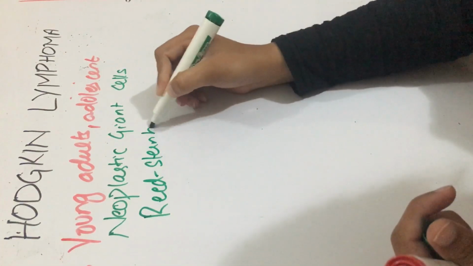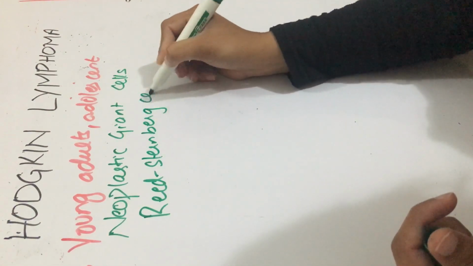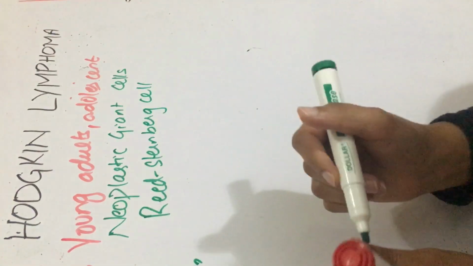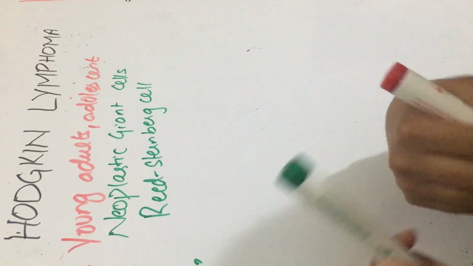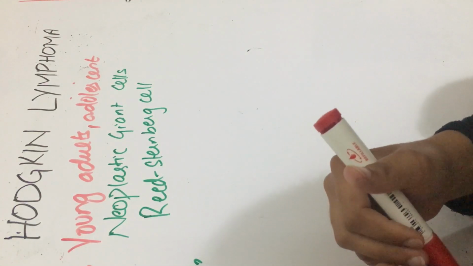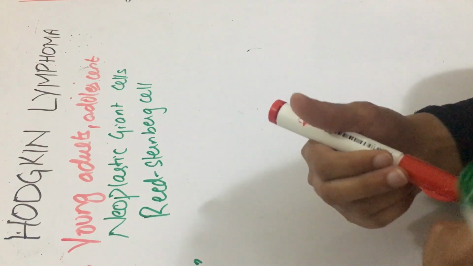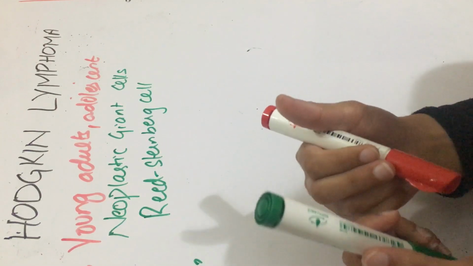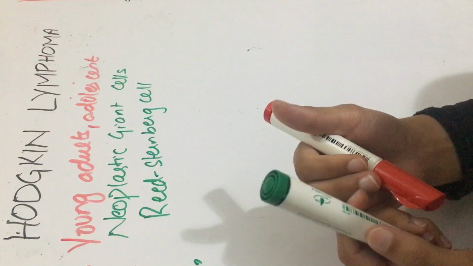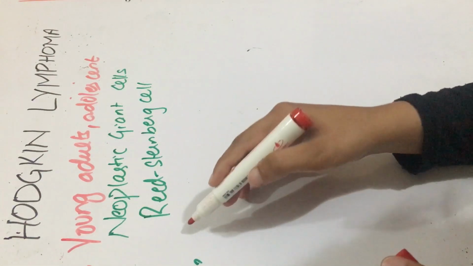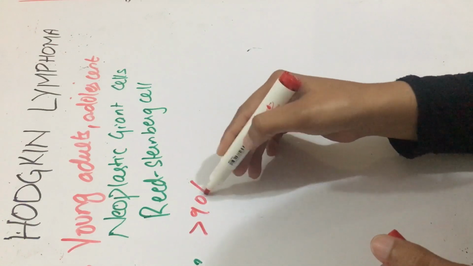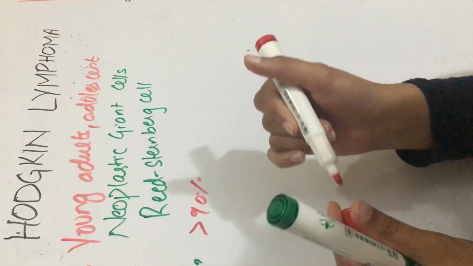The Reed-Sternberg cell produces various factors which cause the accumulation of other cells like T cells, macrophages, eosinophils, and granulocytes. These other cells make up more than 90% of the tumor cellularity.